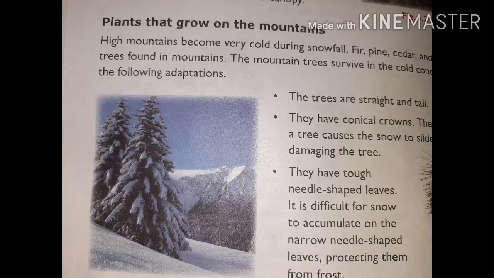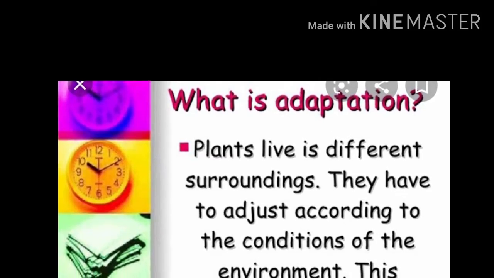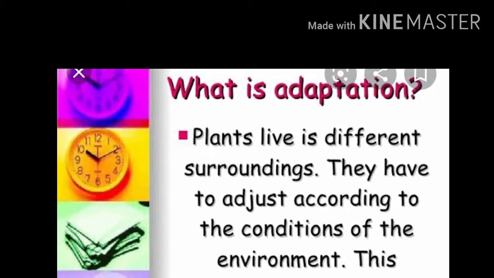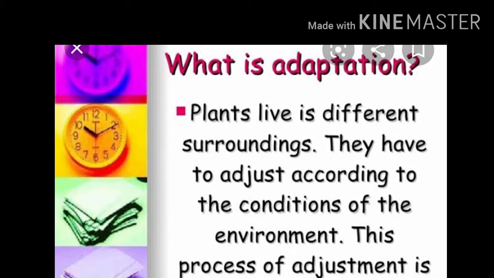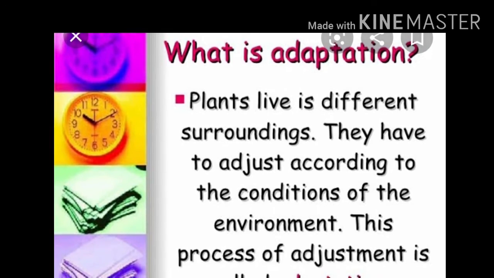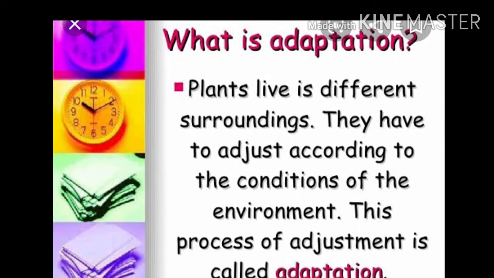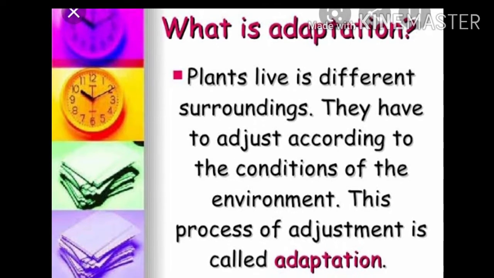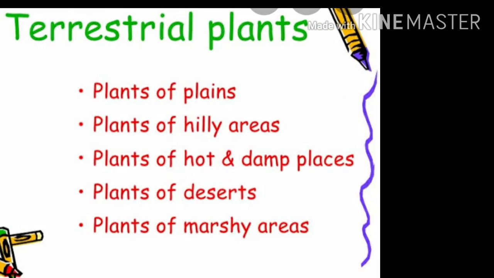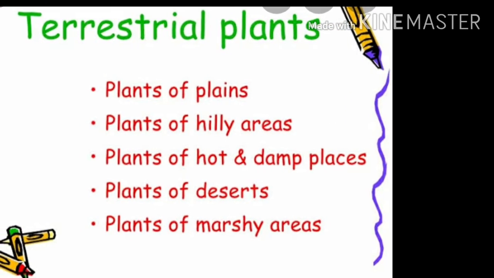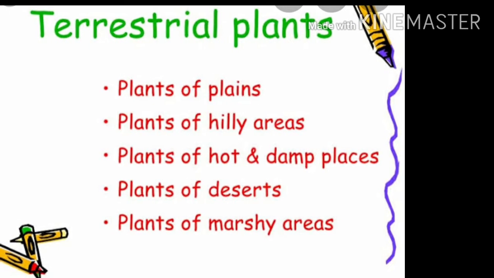Plants undergo changes in their structure or behavior to survive in their environment. Such changes that make plants suited for their environment are called adaptation. So adaptations are unique to a specific area. For example, the adaptations shown by plants in deserts will not be effective for plants in cold and snowy mountains. Let us study now the adaptations shown by plants in different habitats.